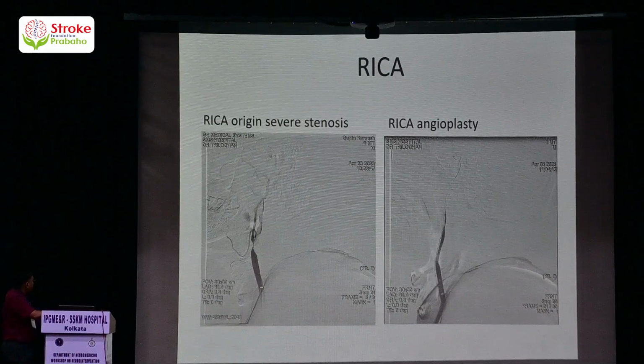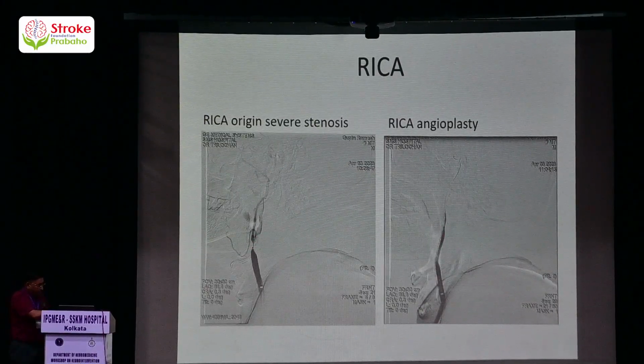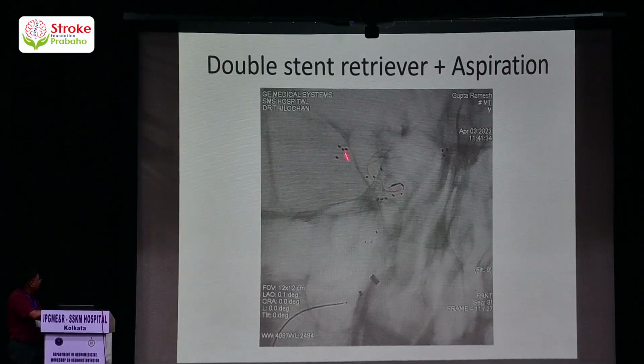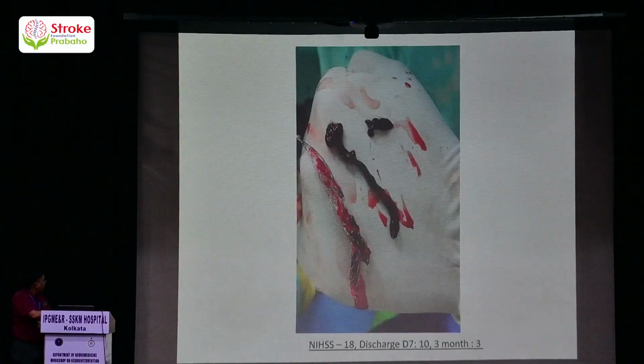But when we performed the DSA, the common carotid artery was filling very well, but there is a severe stenosis at the origin of the internal carotid artery. So first we performed the angioplasty here, and then we placed the two stent retrievers, one in the MCA, another in the ECA, and there is a TICI 2b recanalization here. The ECA is hypoplastic here, but luckily it was filled from the opposite side, so we get good recanalization here.